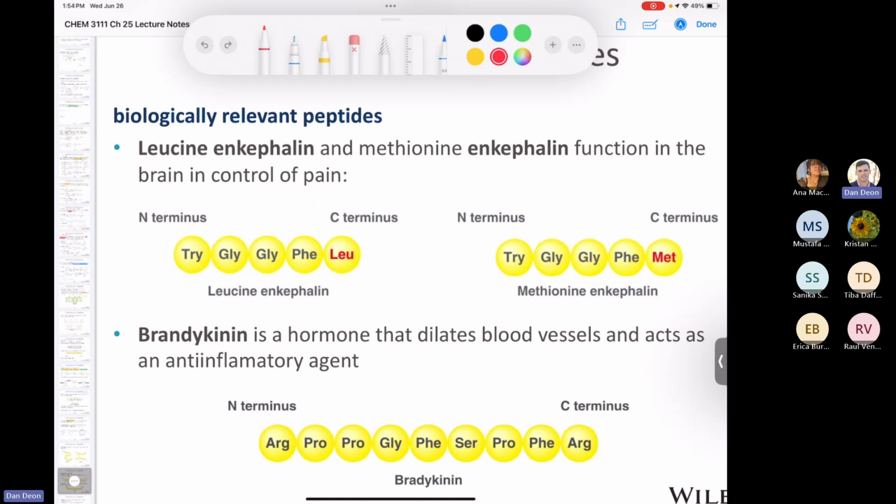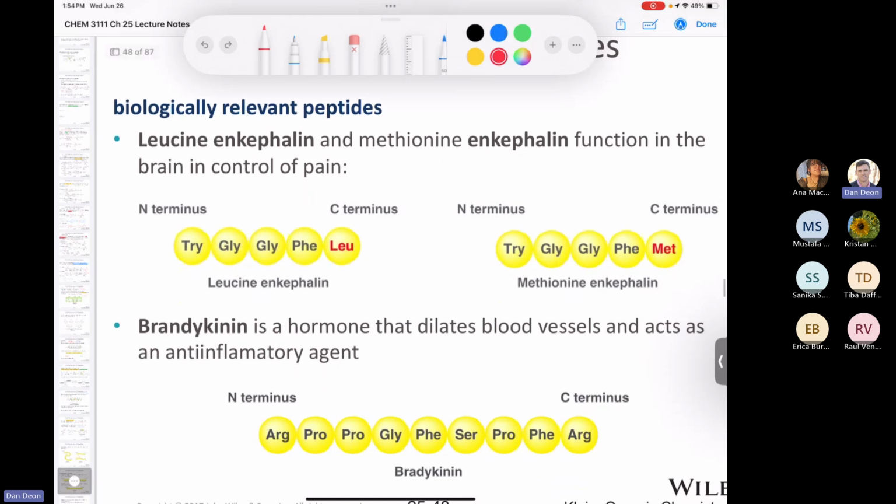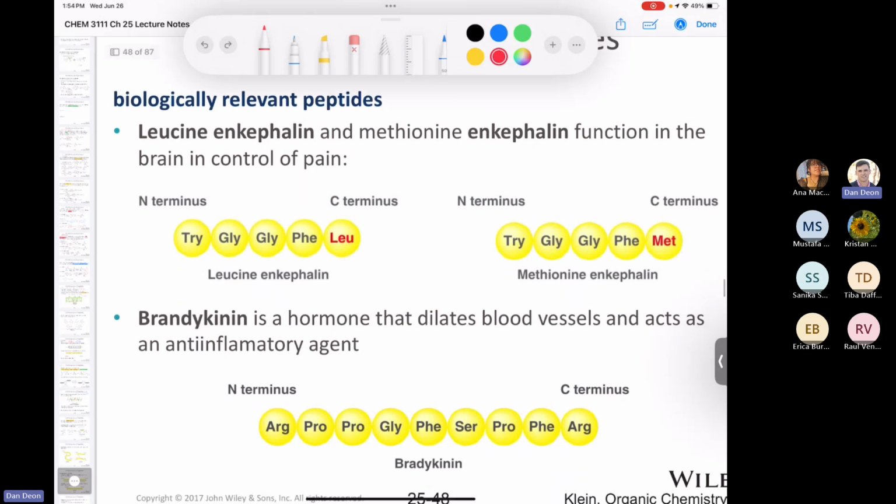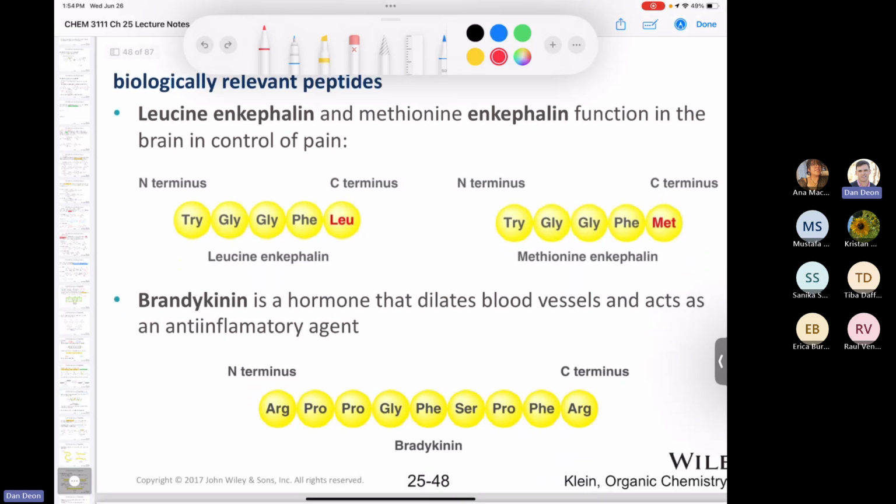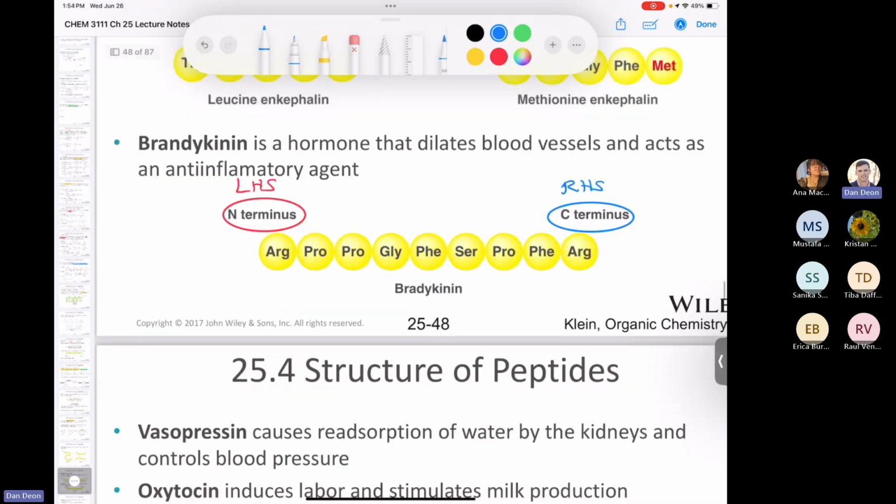Anyhow, bradykinin here is a hormone that dilates blood vessels and acts as an anti-inflammatory. You see all the amino acids linked together there. Of course, we always write it with the N terminus on the left-hand side, and the C terminus is always on the right-hand side, and again, that's the convention.